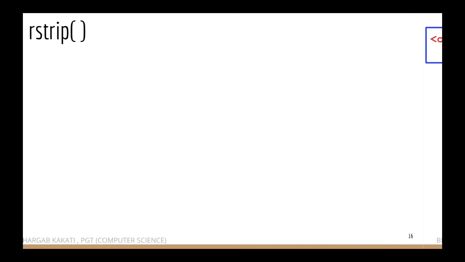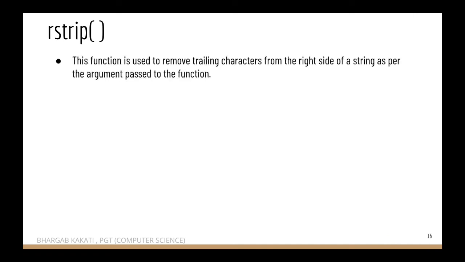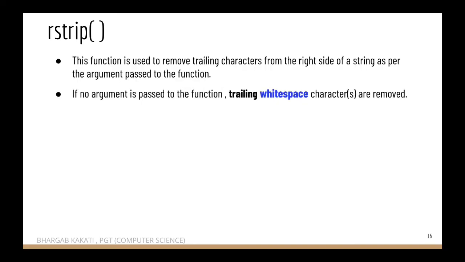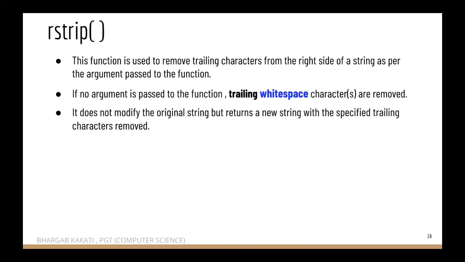Alright. So next we come to rstrip. It's pretty similar. This function removes the trailing characters from the right side of a string as per the argument passed to the function. If I do not pass any argument, then the trailing white space characters are removed. It does not modify the original string, but it returns a new string with the specified trailing characters removed. It does not do any modification to the original string, as in the lstrip function.